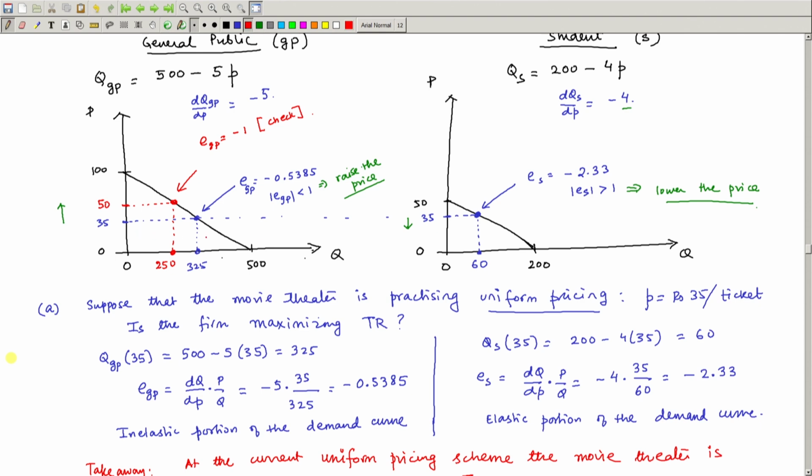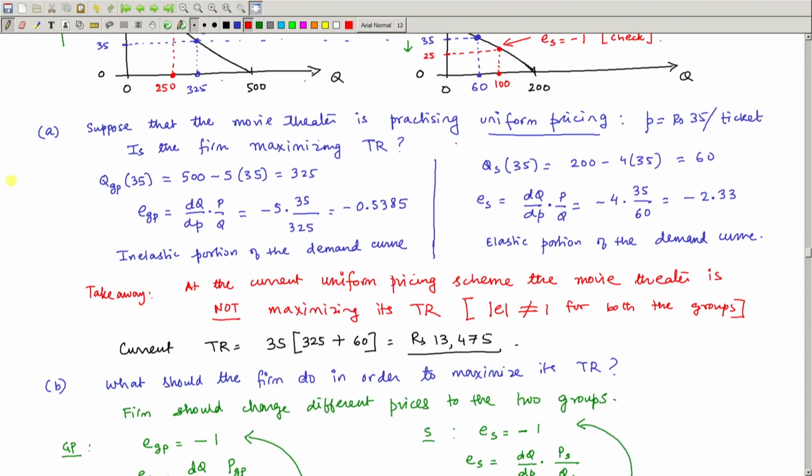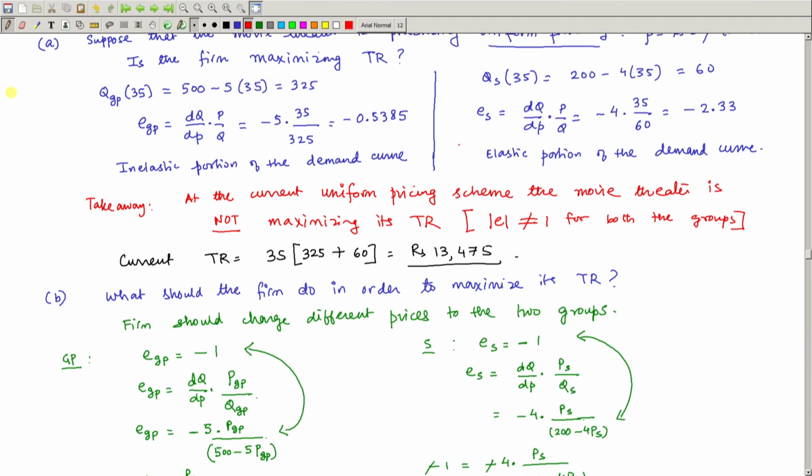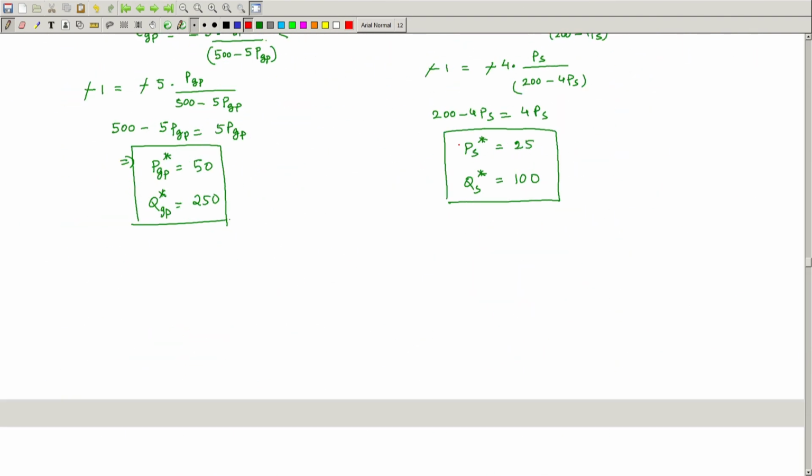So, we need to bring the price to 25 and the corresponding number of tickets sold is 100, and you can again check that at this point the elasticity is equal to -1. I will ask you to check this again, right. So, what did we learn? We learned that the firm is actually moving away from uniform pricing towards charging different prices for different groups.